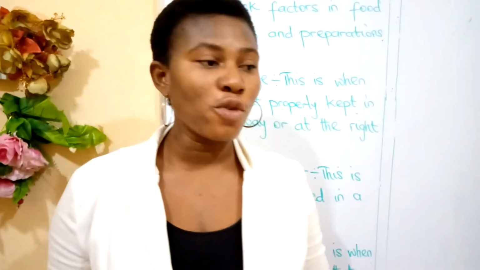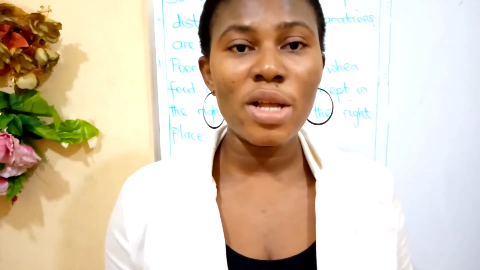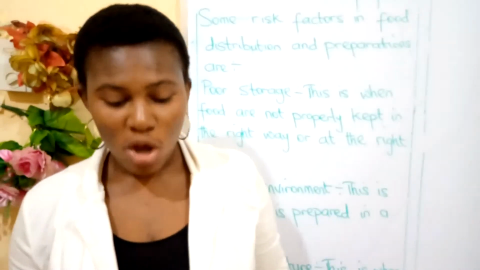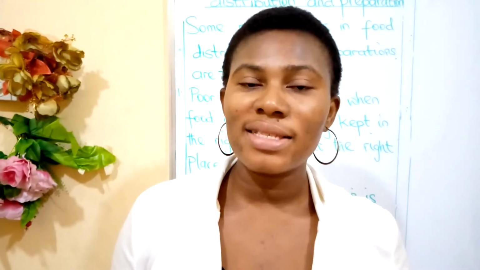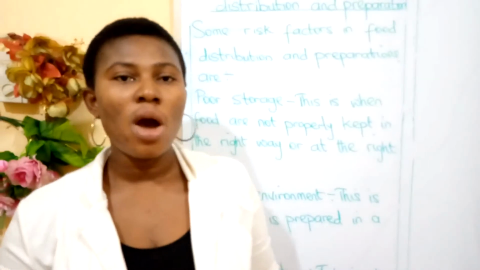Number two, always observe signs of food spoilage. Make sure the food you want to consume is not already spoiled or damaged. For example, look well at the mango or the orange you want to eat to make sure it's not spoiled. Number three, washing your hands before and after food preparation. Always wash your hands before you cook and after cooking. Before you eat, always wash your hands, and after eating you also wash your hands.